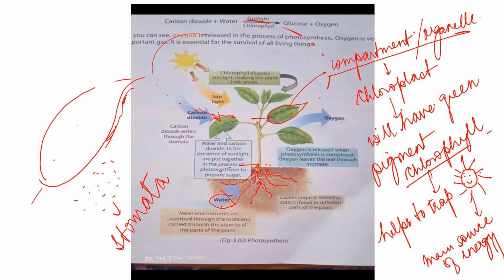Okay, so let's revise one more time how things take place. So you see, we need sunlight for the plants to photosynthesize, for the plants to prepare their own food, right?